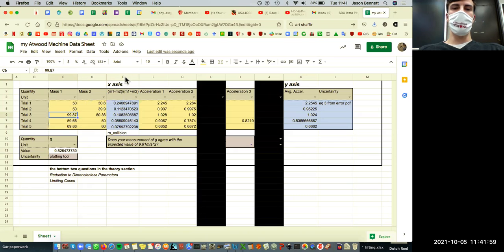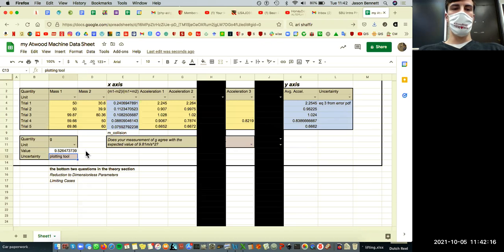And so this quantity here doesn't have an uncertainty. When you put it in your plotting tool, the x-axis won't have an uncertainty, but the y-axis will. And because it does, the plotting tool will give you an uncertainty in your slope. And so that's what you get for this.